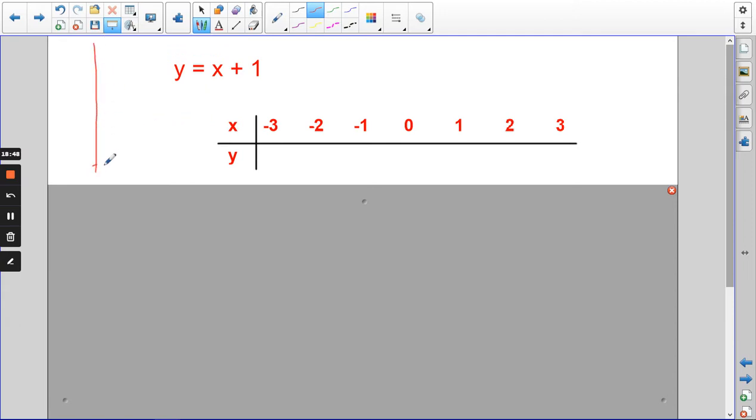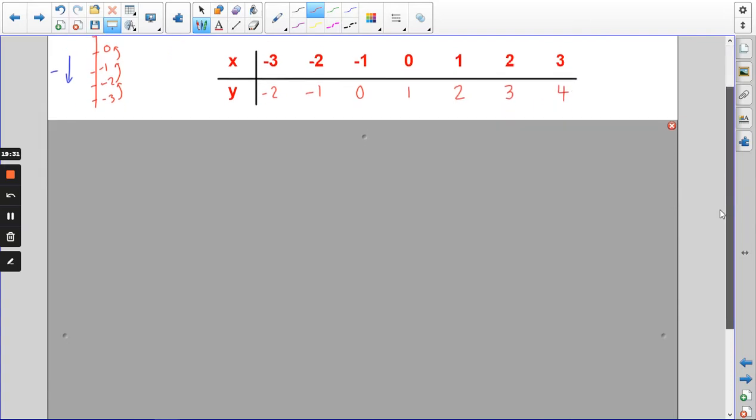Now remember, on a number line or a thermometer, if you draw it like this, adding goes up, and taking away goes down. So if I'm on minus 3 and I add 1, I get to minus 2. If I'm on minus 2 and I add 1, my answer is minus 1. If I'm on minus 1 and I add 1, I get to 0. 0 add 1 is 1. 1 add 1 is 2. 2 add 1 is 3. And 3 add 1 is 4.